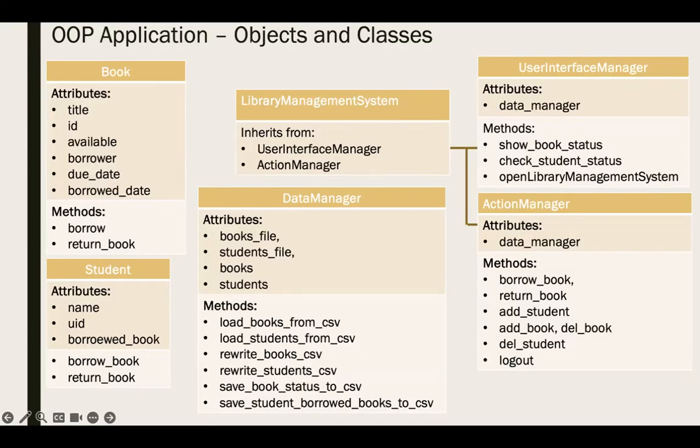We have defined a set of classes to represent different things. Book represents a book with attributes like title, ID, available, borrower, due date, and borrow date. The student class represents a student with attributes like name, ID, and borrowed books. In our case, we insert information from the book and student CSV to create objects from these classes to represent individual books, students, and other entities within the system. Each object has its own state based on its attributes and can perform actions using its methods.